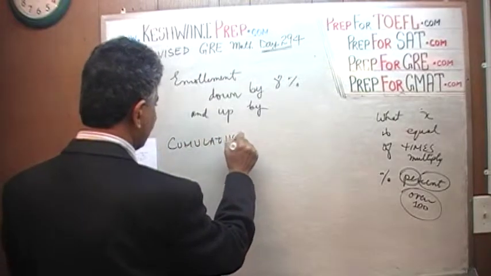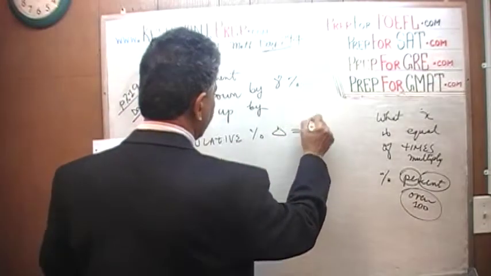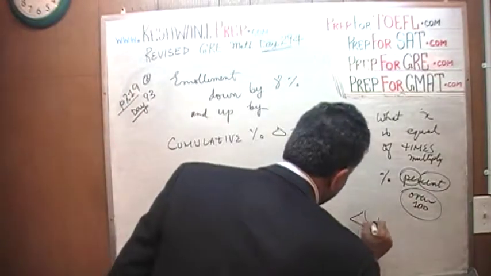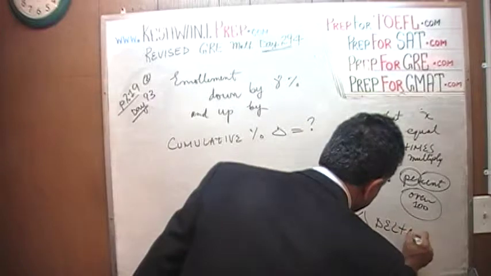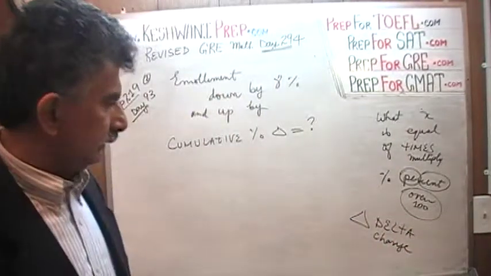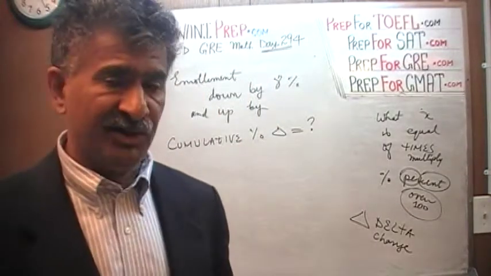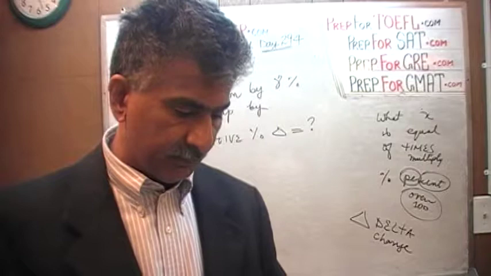Cumulative percentage change is what we're looking for. This here is delta, which represents the change. Okay? The symbol delta represents the change. Of course, you already know that. It represents the change and not the friendly skies. Do you understand?